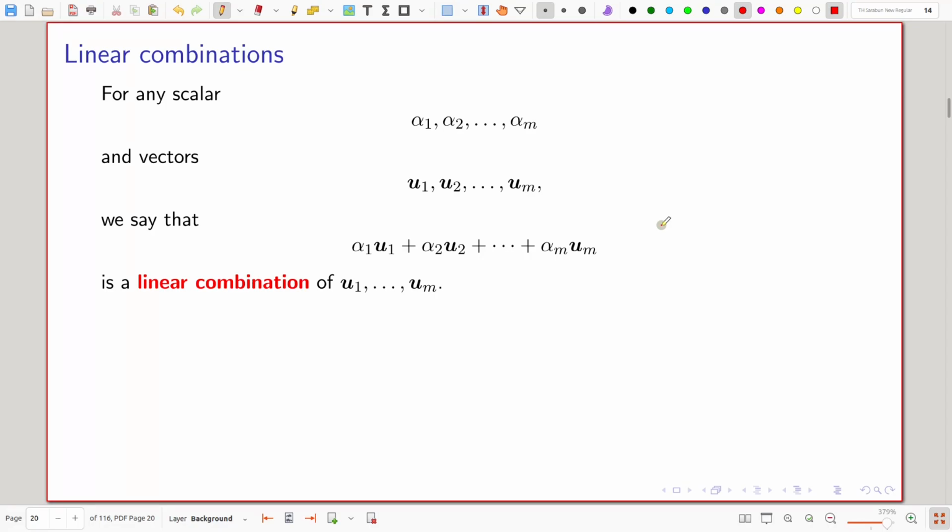You can multiply the vectors by these numbers, and then you add them up, and this is called a linear combination. So a linear combination is just one vector. You will have a lot of linear combinations.